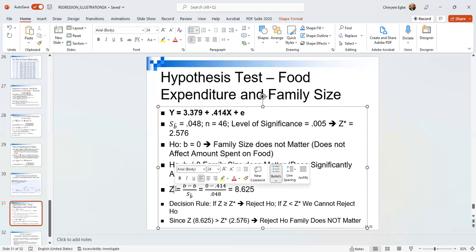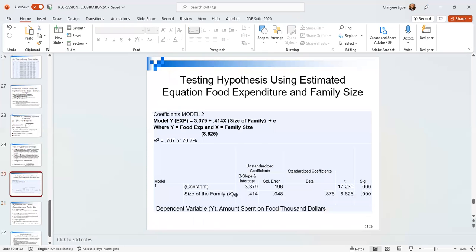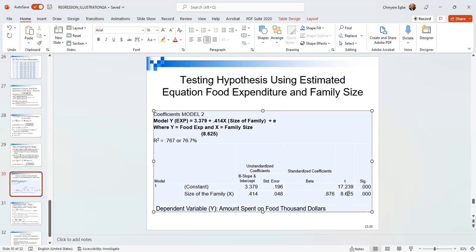So we calculate a Z. This is our calculated Z. The calculated Z is the hypothesis that beta minus B hat, that is 0 minus B hat, which is what we estimate, divided by the standard error of B, which you see in the estimation that we did, gives us 8.625. All right, let's go back to it. You see the constant, the slope, you see the standard error, 0.048, and we get exactly that.